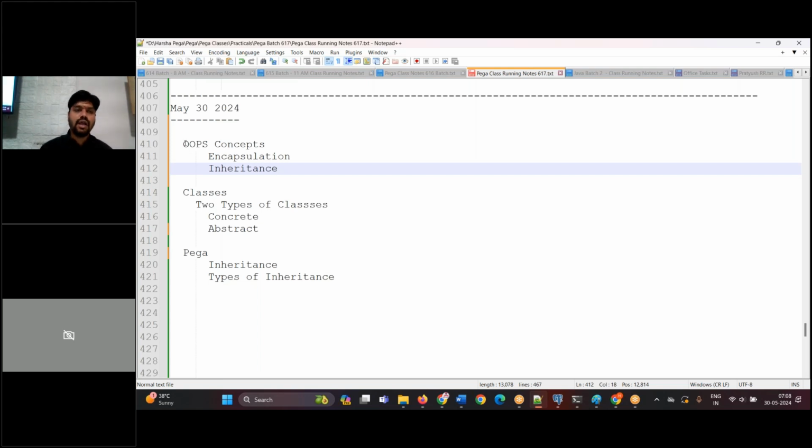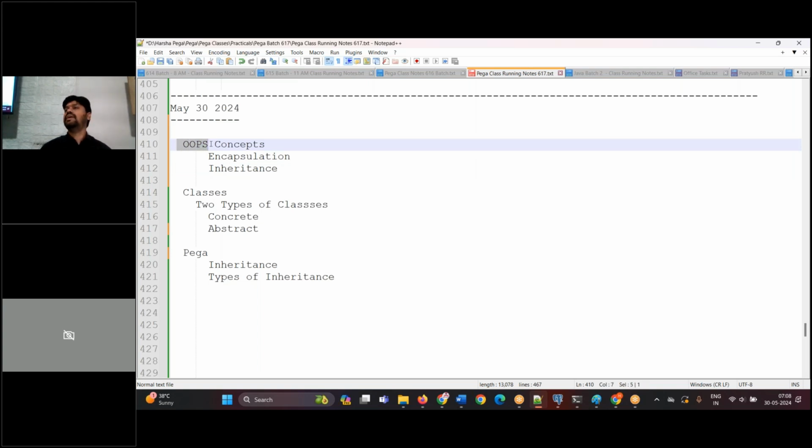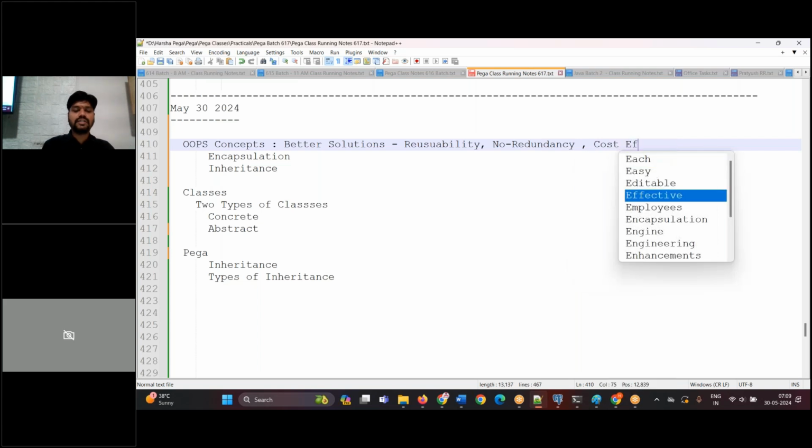See, we are now going to discuss a concept called object-oriented programming concepts. Why have these concepts been introduced? See, concepts are always introduced to give you better solutions with respect to reusability. Again, the same concept: reusability and no redundancy. No redundancy means no repetition. And also what else? Cost effective, to make it cost effective.